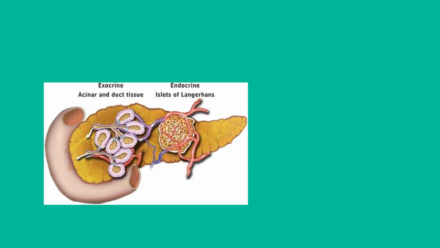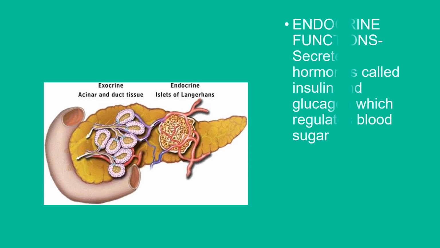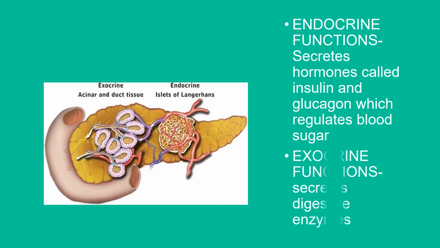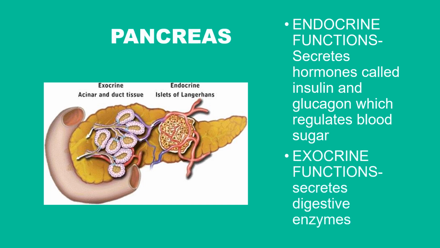One of the glands of the endocrine system is the pancreas. The pancreas has both endocrine and exocrine functions. For the endocrine function, it secretes hormones called insulin and glucagon, which regulate the blood sugar. And for the exocrine function, it secretes digestive enzymes. Next slide, I will be discussing how glucose is utilized inside the body.